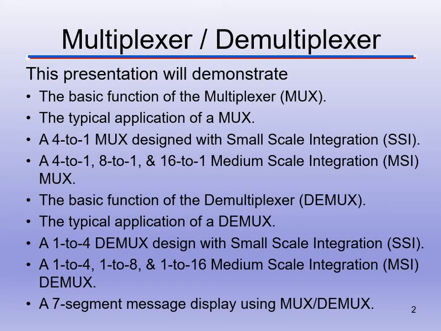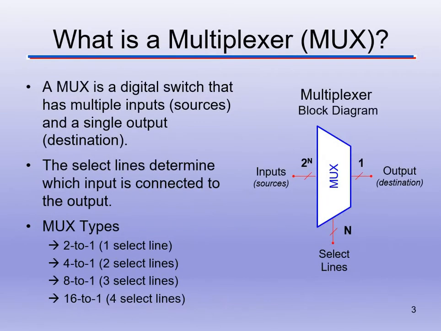So we're going to talk about what the basic function of a multiplexer is, the different types, and what they mean. And then we're going to talk about what the basic function of a demultiplexer is, and different types. And then we'll talk about how we can use a multiplexer or a demultiplexer to display messages on 7-segment displays and things like that. So what is a multiplexer?